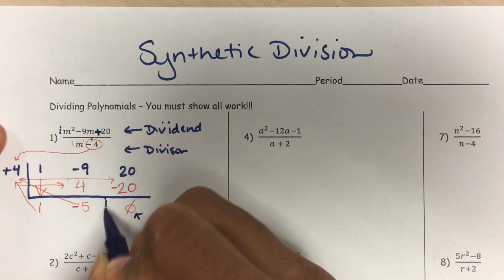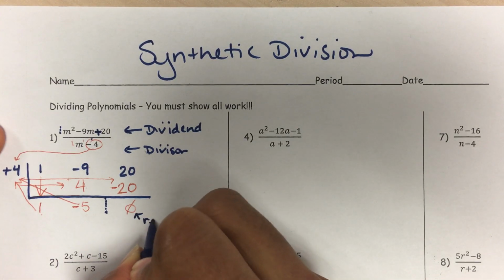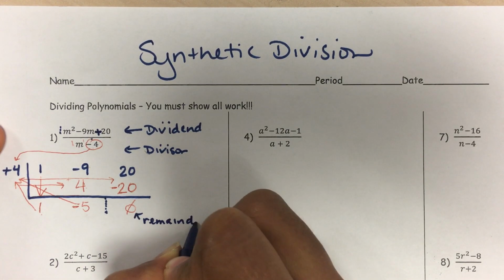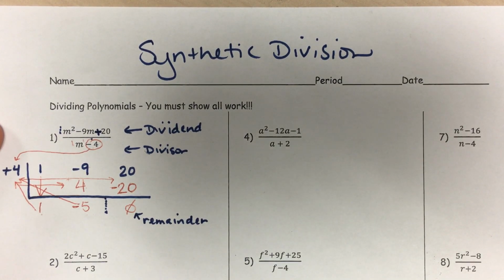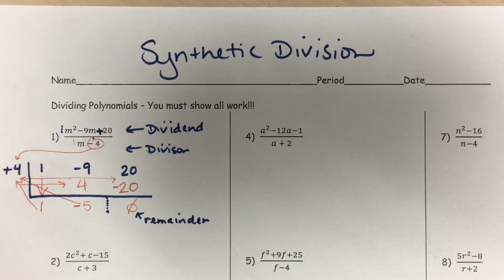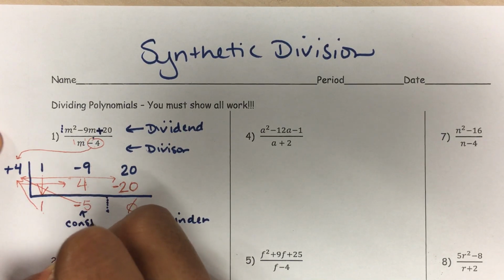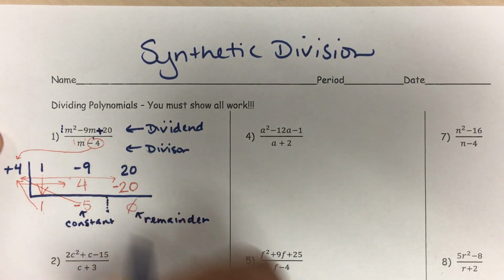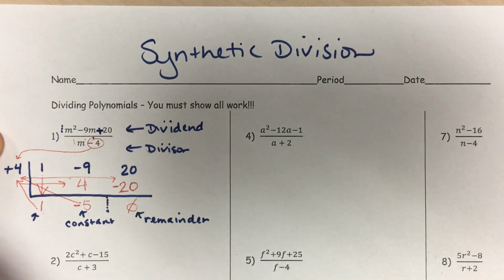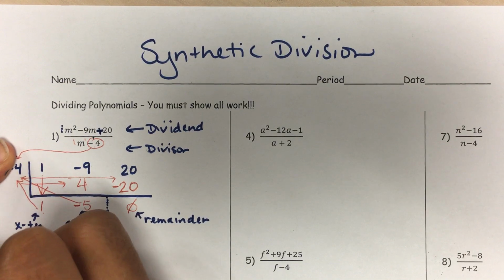Whatever is here in this walled off section, this is going to be our remainder. So does this problem have a remainder? Nope, no remainder. Pretty nice division problem with no remainder. This right here is going to be our constant. Okay, and then this right here is going to be our x to the first power term.